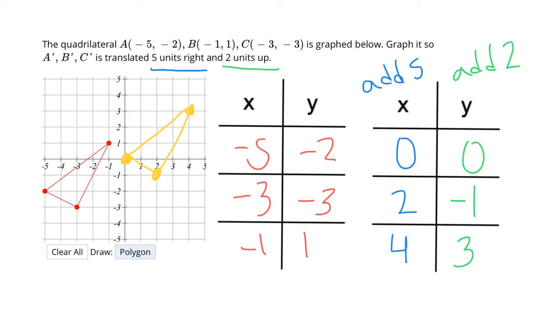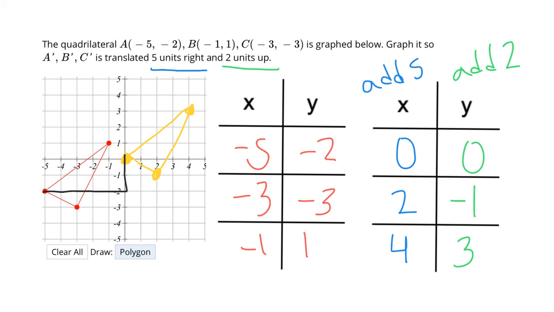2 units up. If I wanted to double check by looking at my graph, I could just count across and make sure that it really did go 5 units to the right and 2 units up. So 1, 2, 3, 4, 5, 1, 2. Yep, it looks like I got that one right.